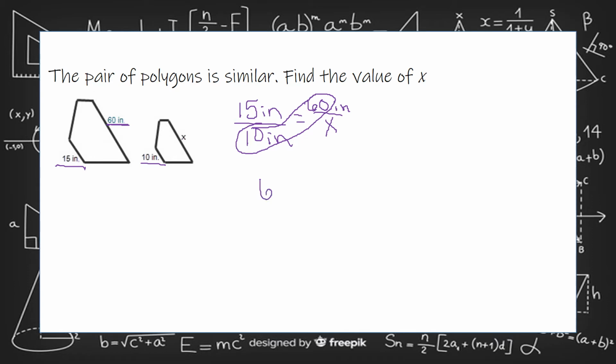60 times 10 is 600 and 15X. We're going to divide both sides by 15 to get X by itself. 600 divided by 15 gives me 40. So this side would be 40 inches.